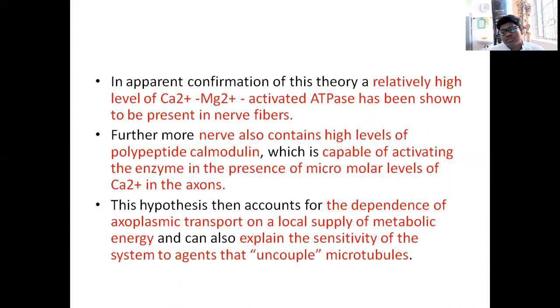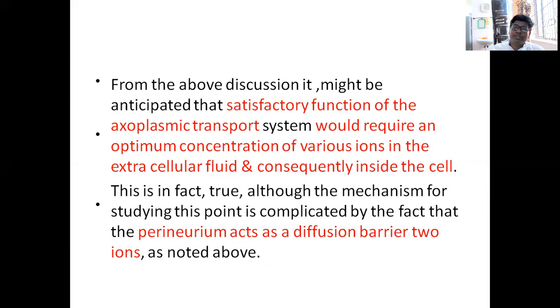Furthermore, nerves also contain high levels of the polypeptide calmodulin, which is capable of activating the enzymes in the presence of micromolar levels of calcium in the axons. This hypothesis then accounts for the dependence of the axoplasmic transport on the local supply of metabolic energy, and can also explain the sensitivity of the system to agents that uncouple microtubules.